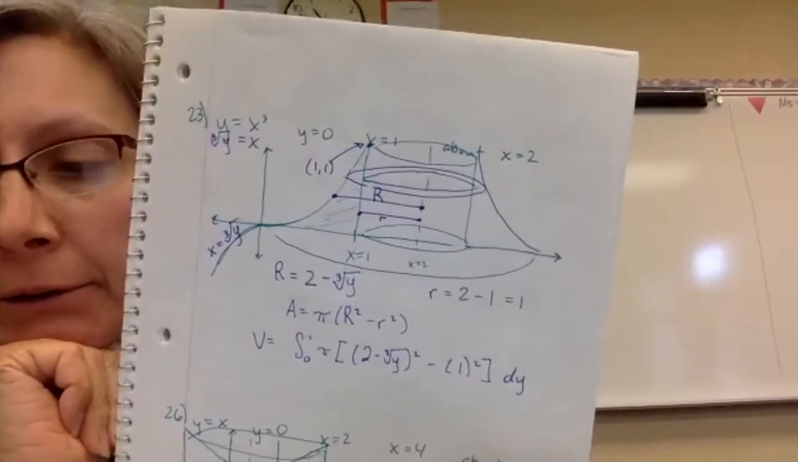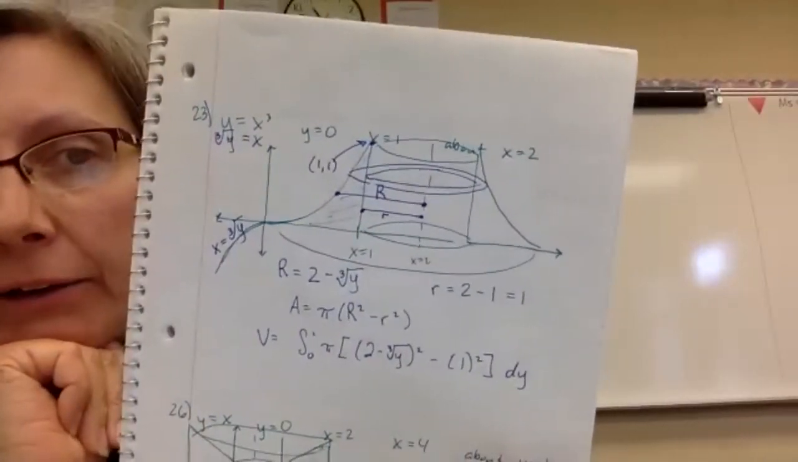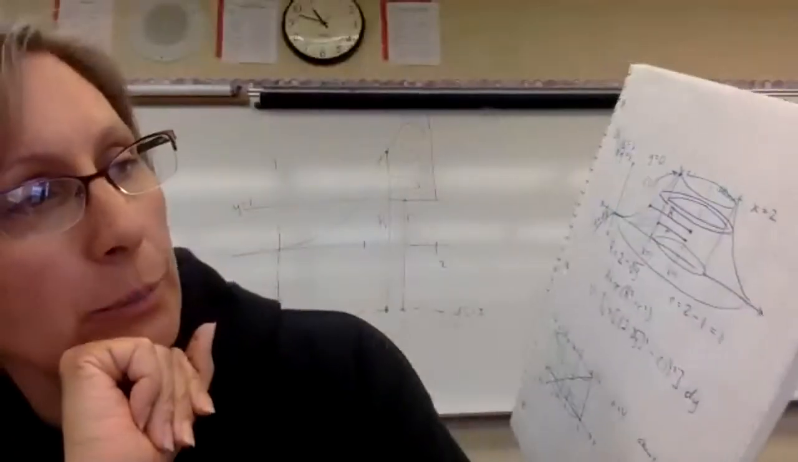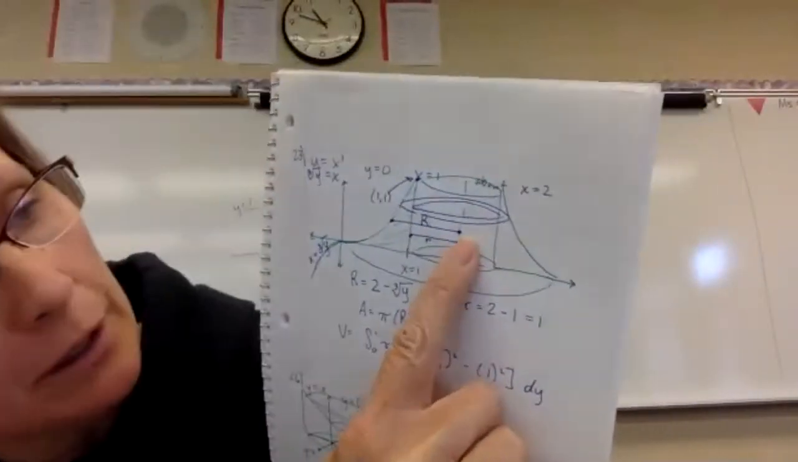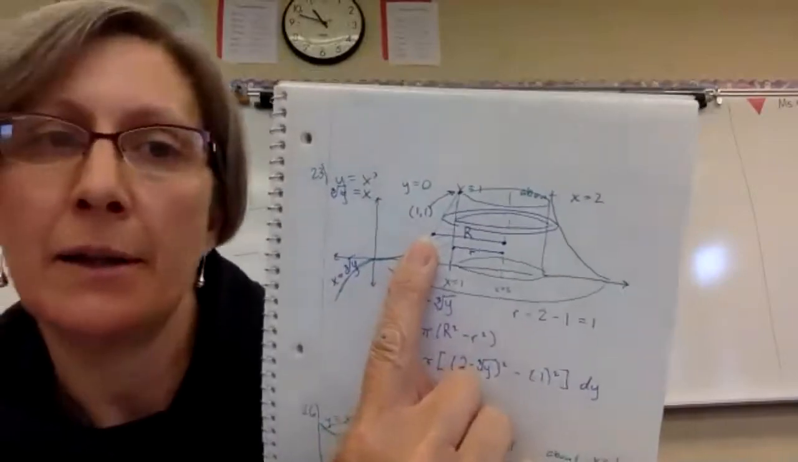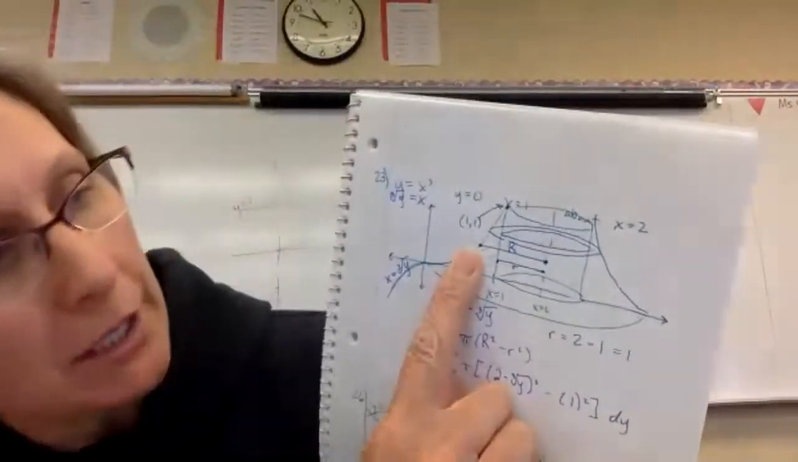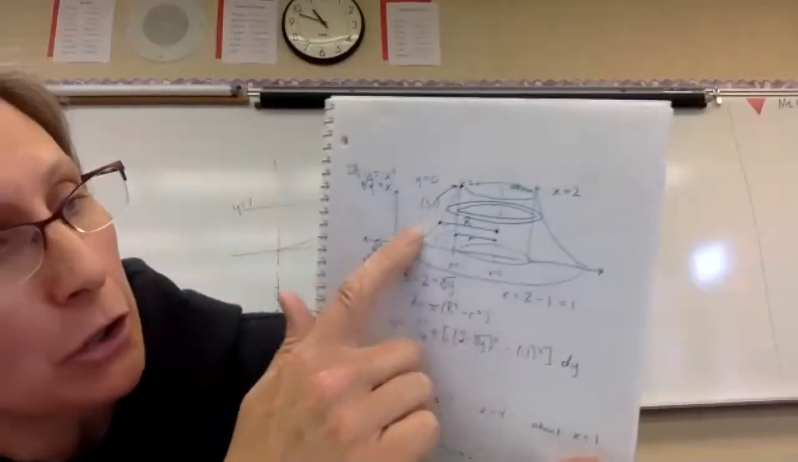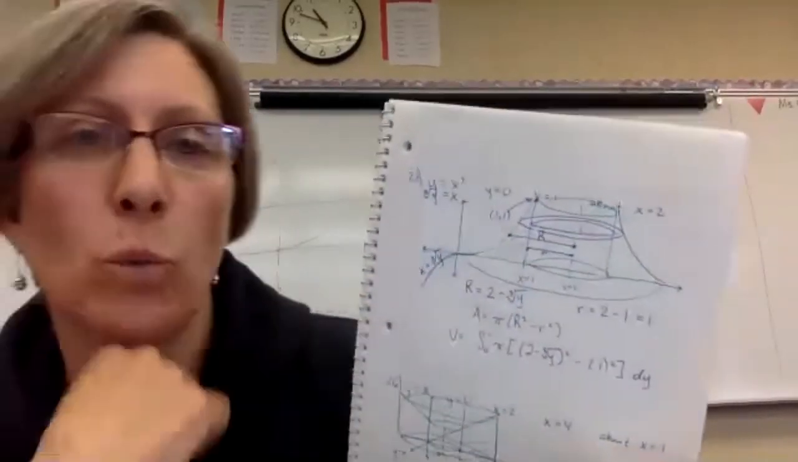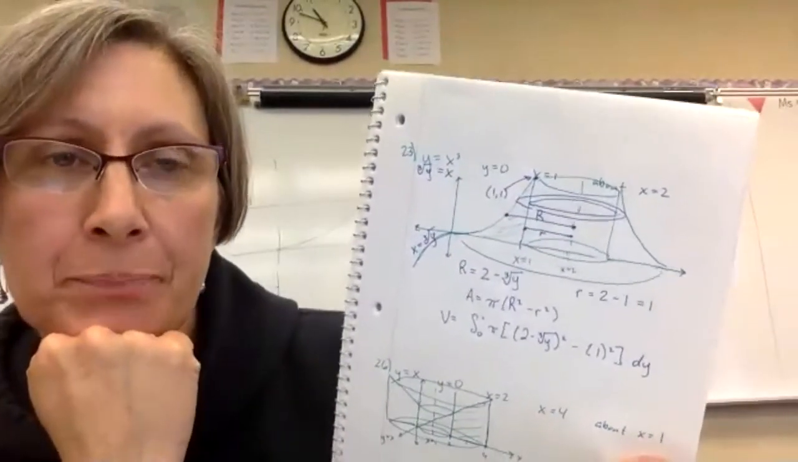The big radius goes from the axis that you're rotating around to the furthest away edge of the shaded region. And so the x high ends up being x equals 2, and then the x low ends up being that curve, which was defined originally as y equals x to the 3rd.